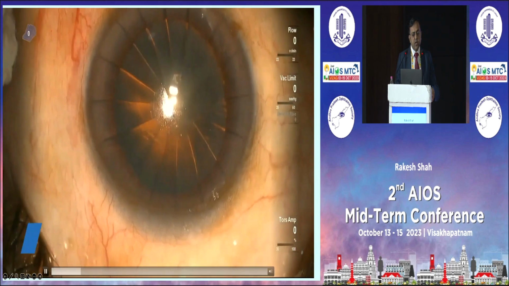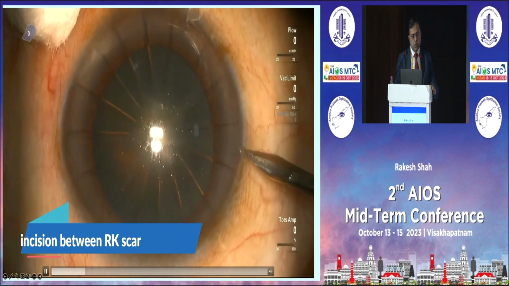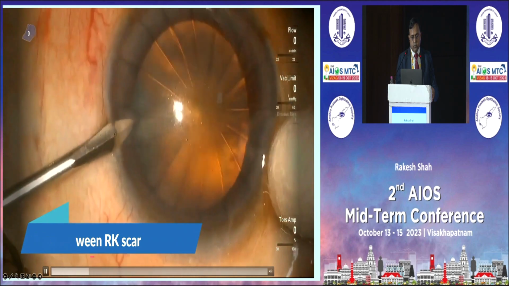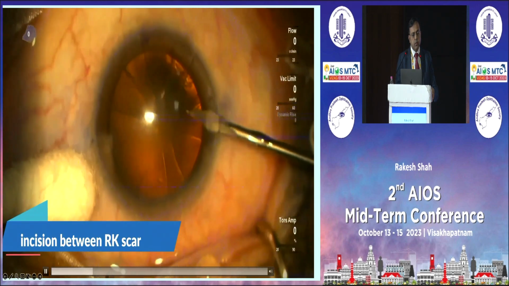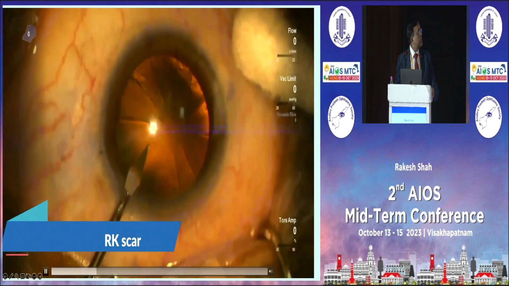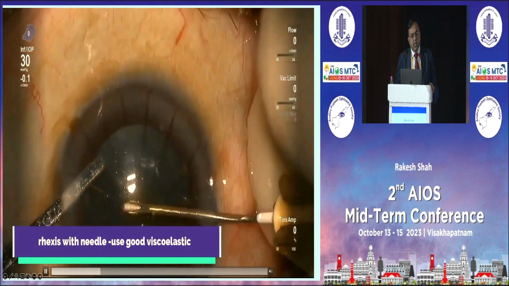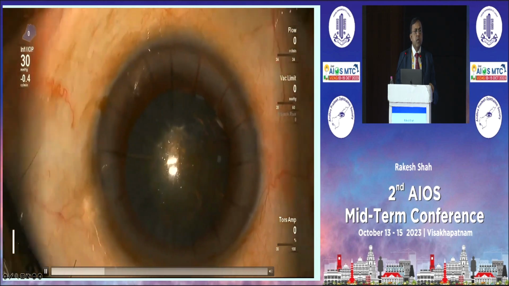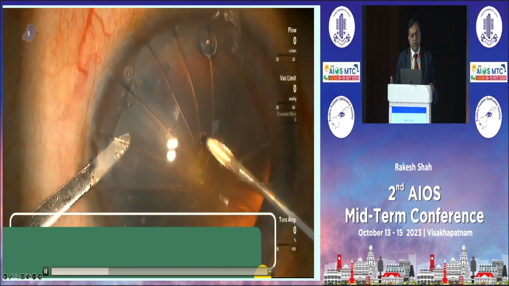I routinely use an MVR blade for my side port. This is usually 23 gauge, not 20 gauge. I routinely use a needle, but you can use your technique of choice, including a forceps or needle. Then use a very good quality viscoelastic, either 1.8 sodium hyaluronate or a viscoat chondroitin sulfate, whichever you are comfortable with.